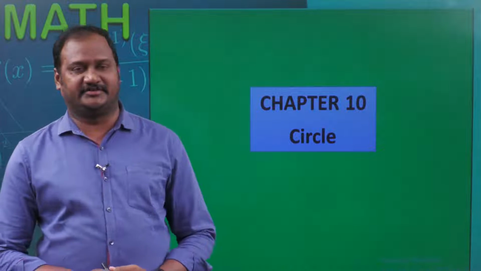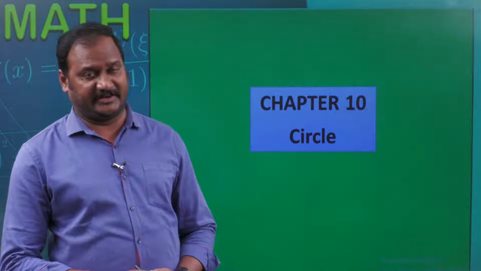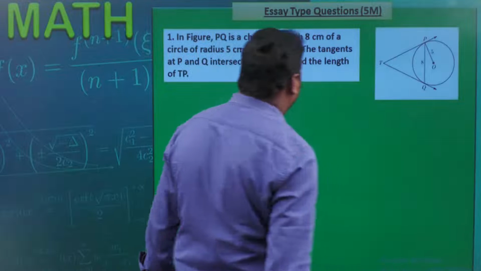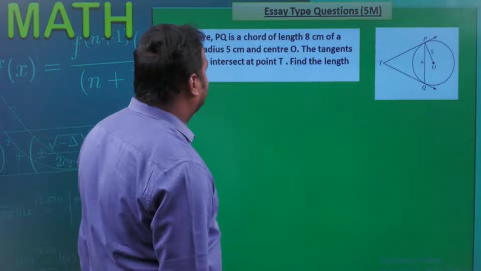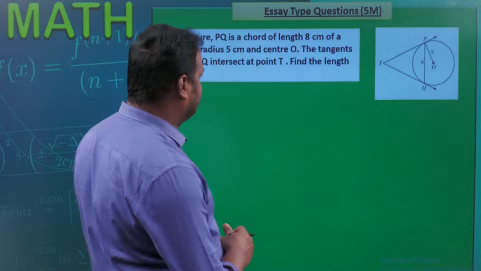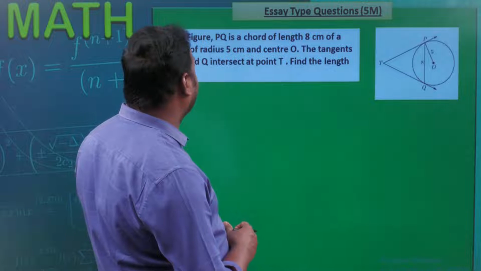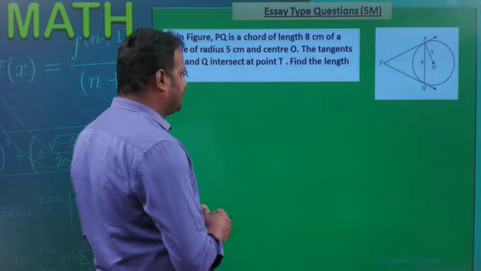In this module we are going to discuss essay type questions which were given frequently in the chapter circles. Coming to the very first problem here, in the figure PQ is a chord of a circle of length 8 centimeters, of radius 5 centimeters, and the center is at O. The tangents at P and Q intersect at a point T because T is an external point. Find the length of TP.